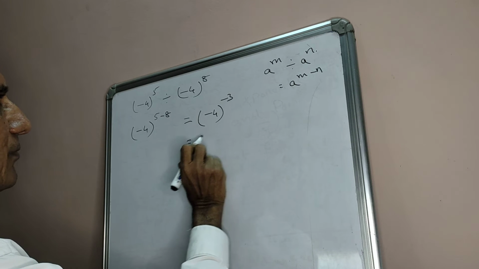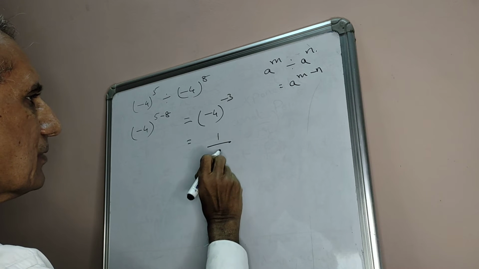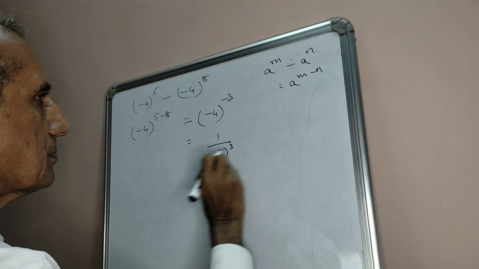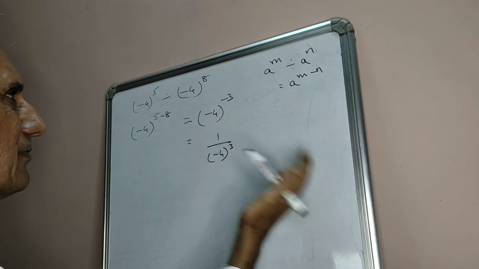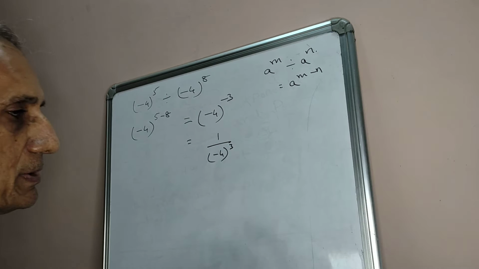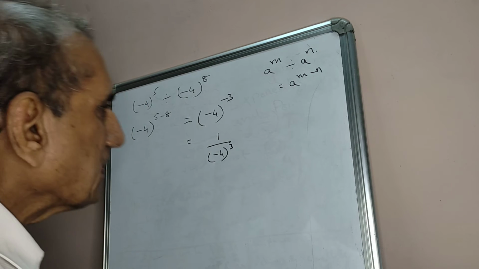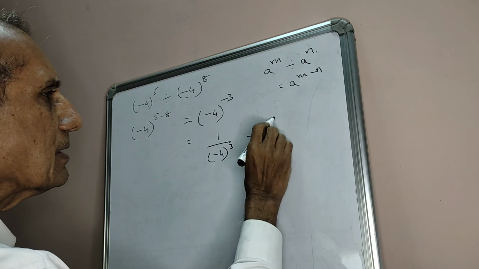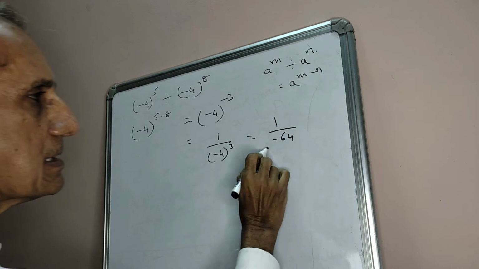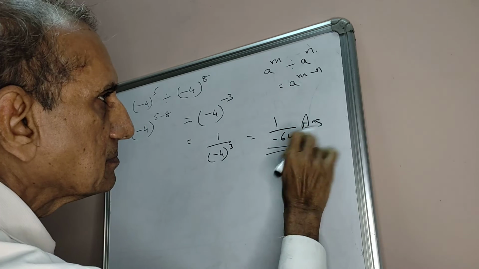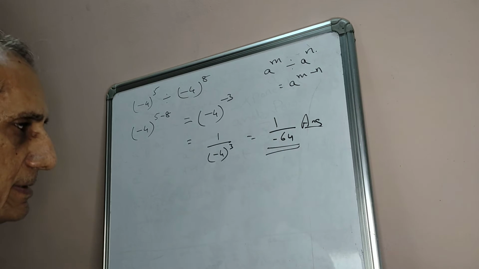So that will be 1 by (minus 4) whole cube. You can either leave it here or further simplify it. The choice is yours. Most people leave it here itself. If you simplify, you get minus 64. That's the final answer. So apply the laws and get the answer.